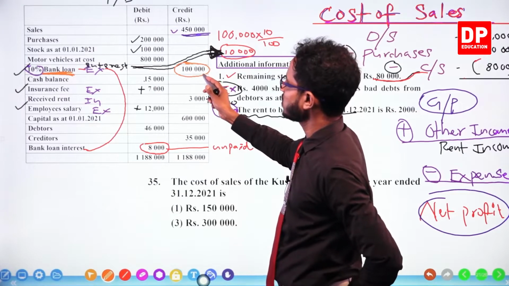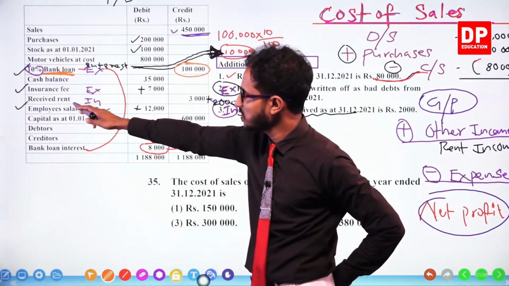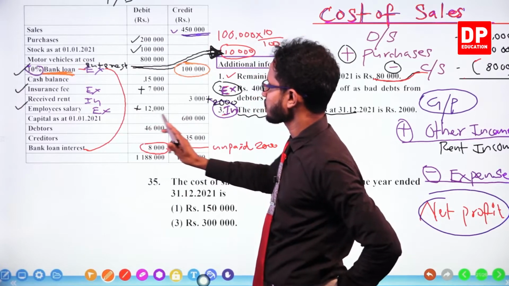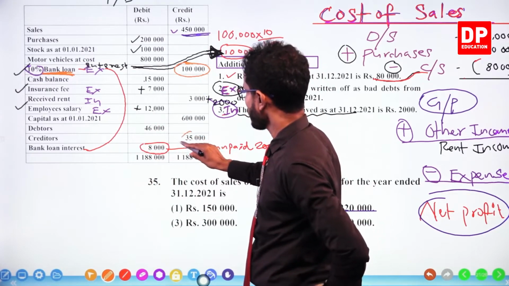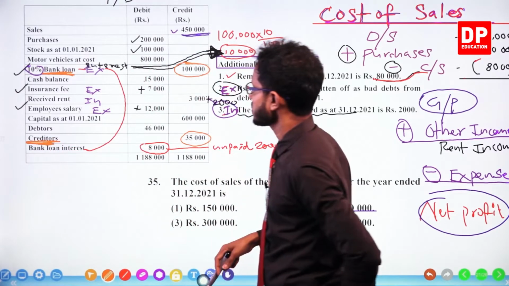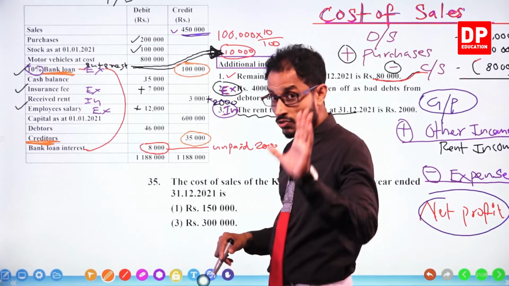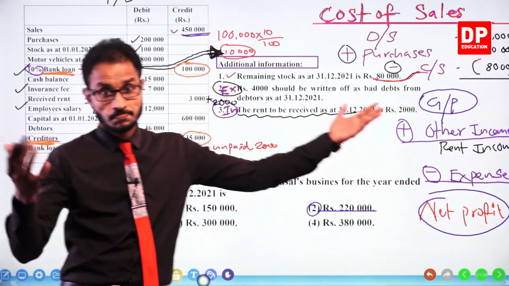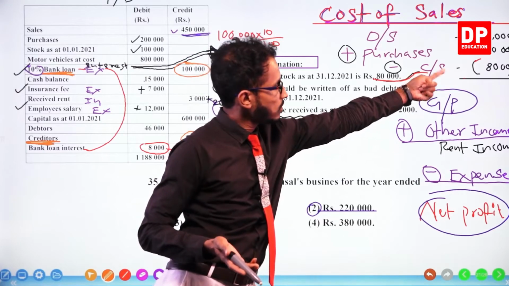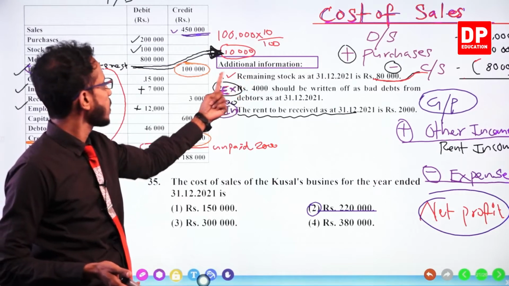100,000. Then we have cash balance, insurance fees, received rent, employee's salary, capital, debtors. Then we have creditors. That is the next liability, a current liability. Don't forget the additional information. First one, remaining stock, is the closing stock. It is not a liability, it is a current asset.